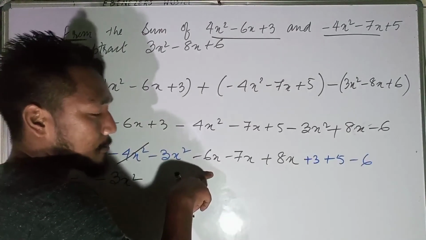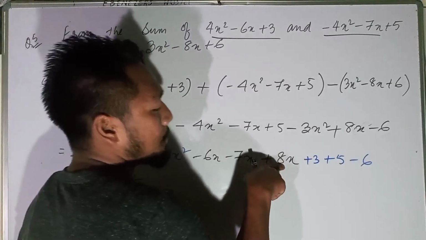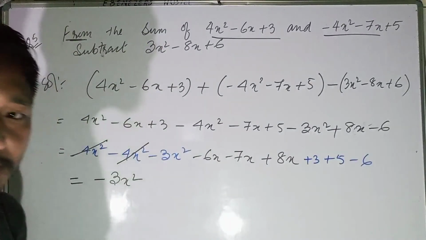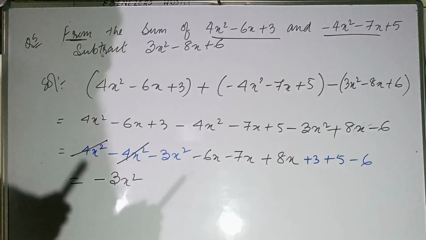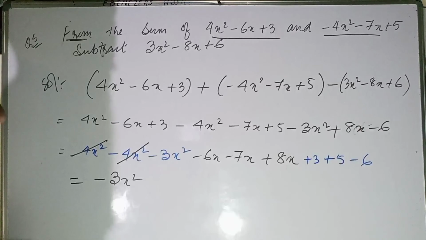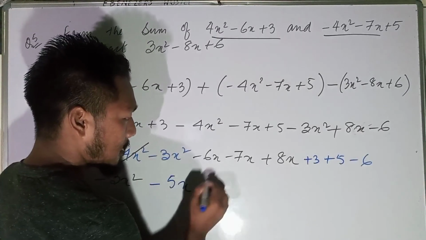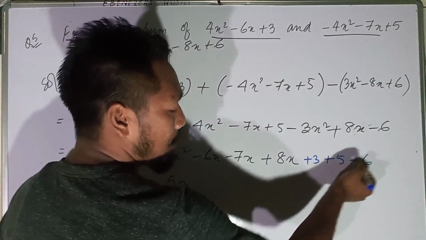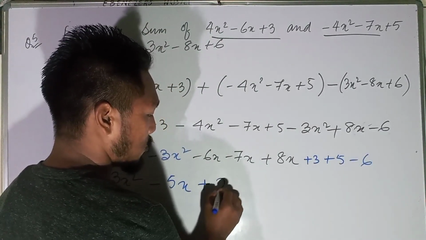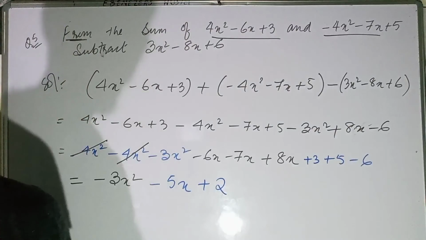Minus 6 minus 7 is minus 13. Minus 13 plus 8 is minus 5x. 5 plus 3 is 8. 8 minus 6 is plus 2. So I think this will be your answer.